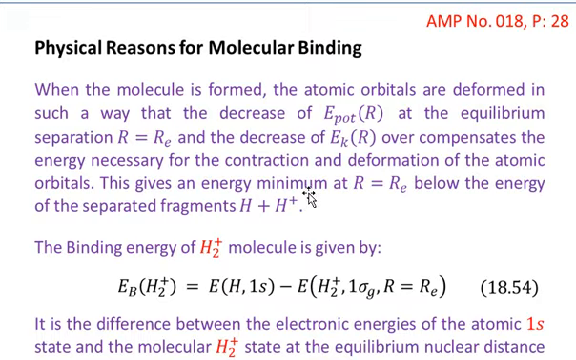So you see that we have the minimum energy at R equal to R_E, which lies below the energy of the separated fragments. That is, the energy will be minimum compared even to the energy of the individual hydrogen atom and the individual singly ionized hydrogen atom. So this energy which occurs at R equal to R_E will be minimum.